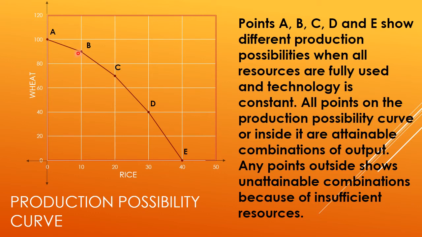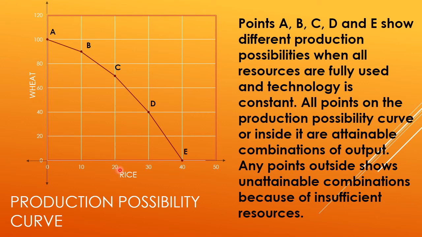The next combination is B, wherein 90 lakh tons of wheat can be produced, and at the same time, with a given amount of resources, 10 lakh tons of rice can be produced. If we want to produce 10 more lakh tons of rice and come to 20 lakh tons, then we have to come down from 90 lakh tons of wheat to 70 lakh tons of wheat. So we give up 20 lakh tons of wheat if we are to get 10 more lakh tons of rice.